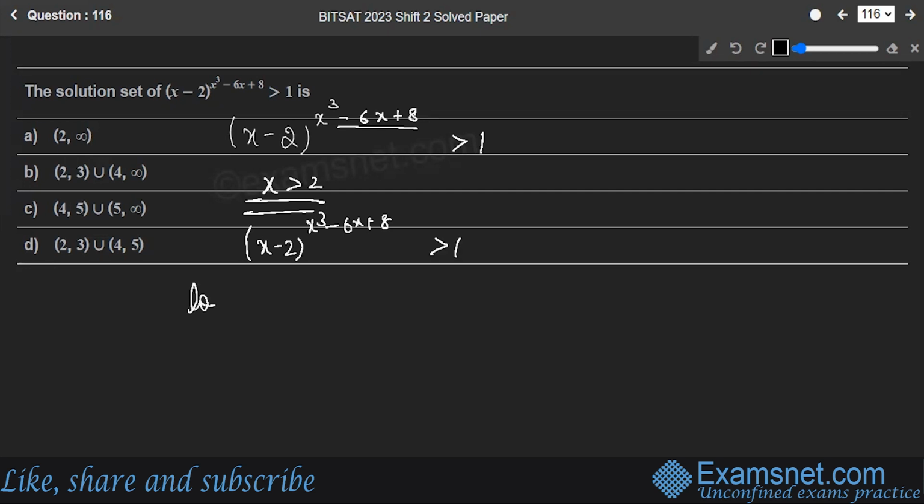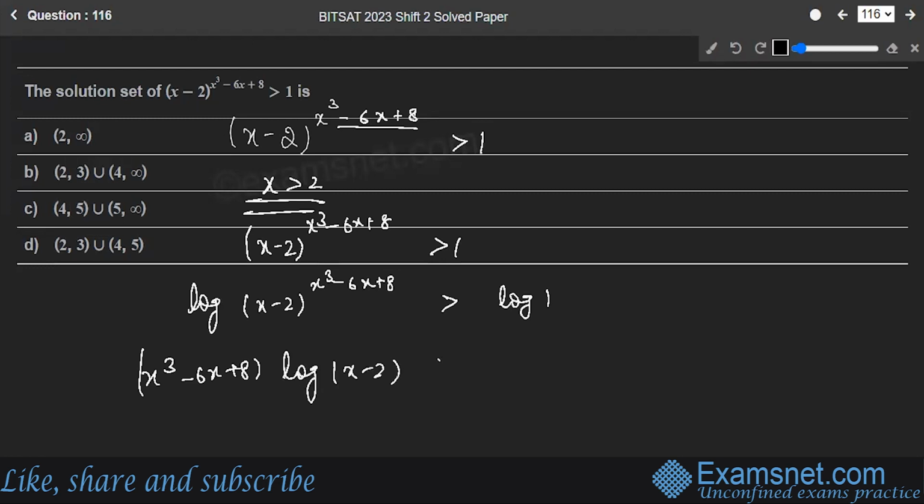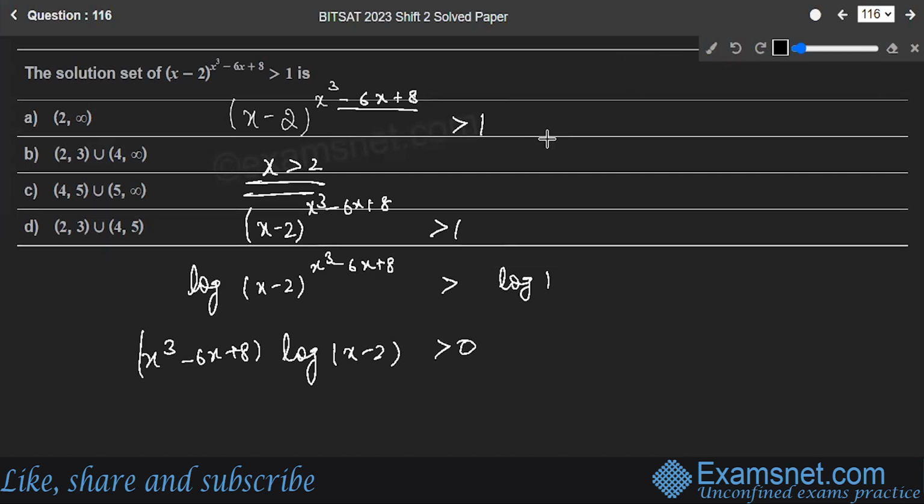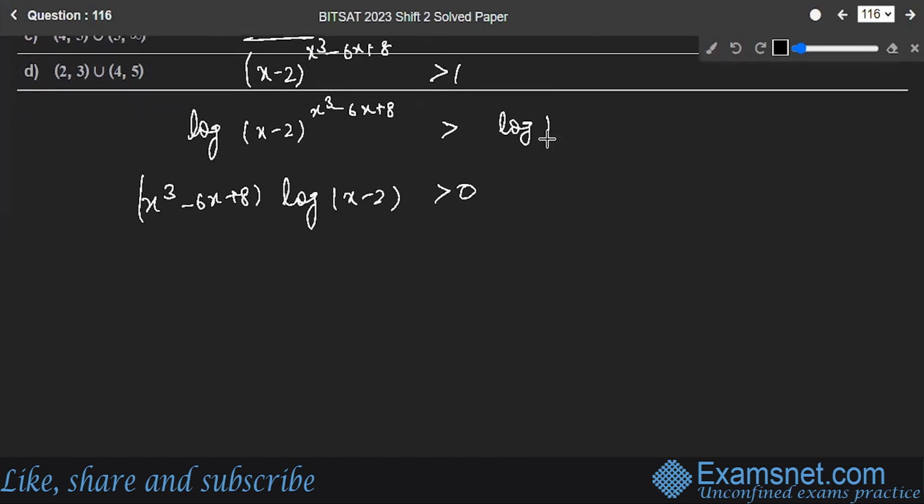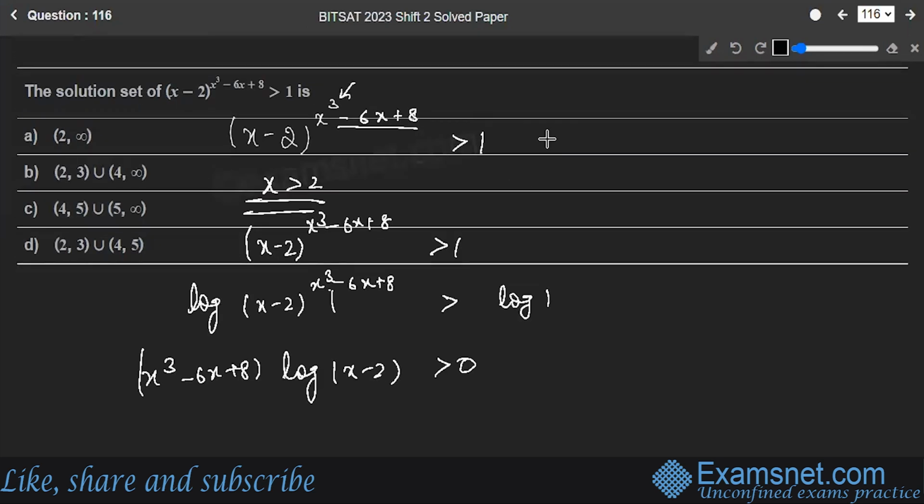Taking log on both sides, you will have log(x minus 2) times (x cube minus 6x plus 8) greater than or equal to log 1. Or this can be said (x cube minus 6x plus 8) log of (x minus 2). Log of 1, you know, this is equal to 0. So let's factorize this, x cube minus 6x plus 8. Sorry, this is x square over here in the question. So if I say this is x square minus 6x plus 8, the two factors will be x square minus 4x minus 2x plus 8.